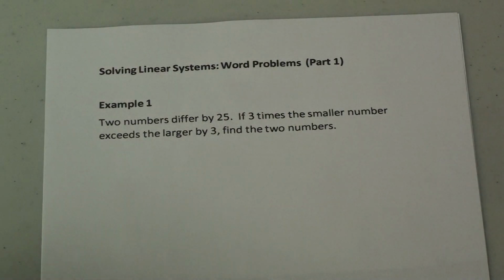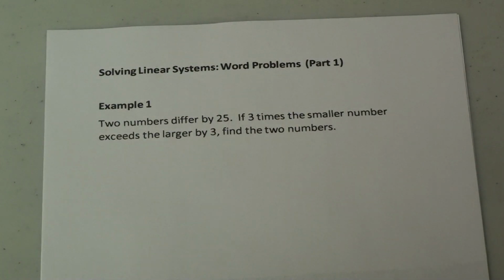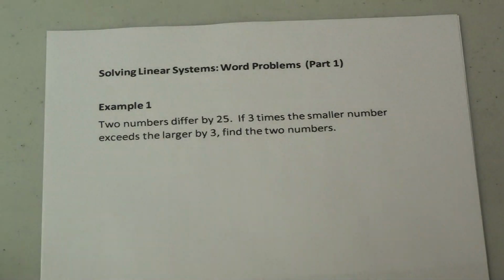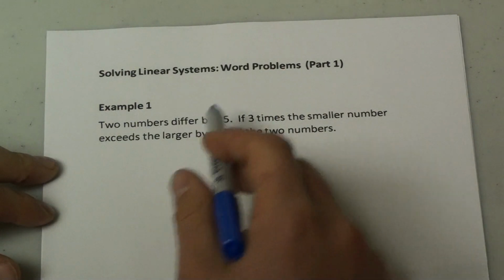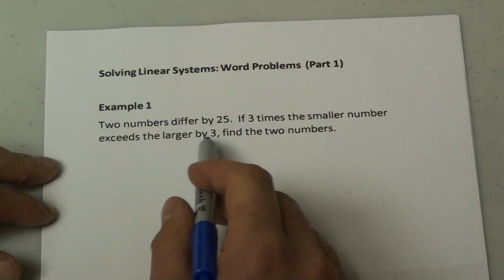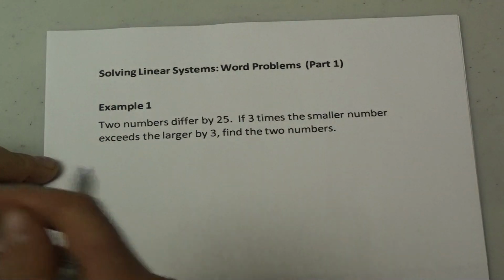Okay, doing some word problems, linear system word problems here. We're going to do substitution and elimination to find the answers. The first example: two numbers differ by 25. If 3 times the smaller number exceeds the larger number by 3, find the two numbers.